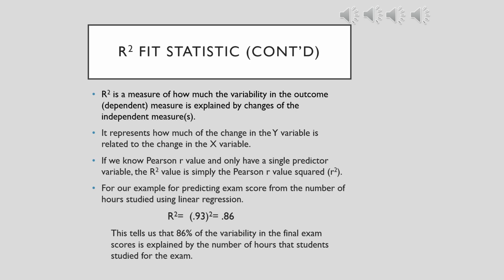Now, a fun thing about the R squared statistic is that if you already know the Pearson R correlation coefficient, which is literally R, all you have to do is square that value and you get this R squared fit statistic.